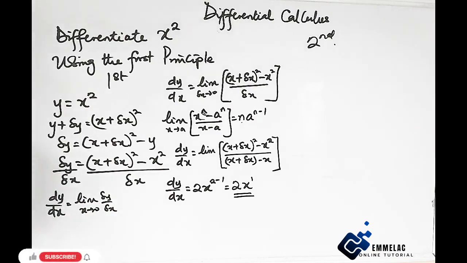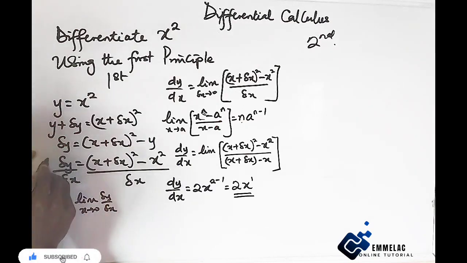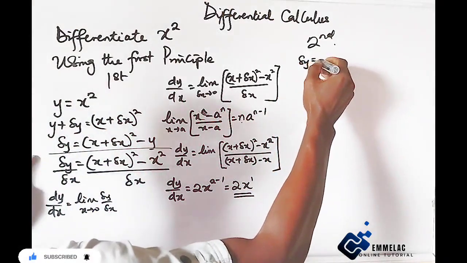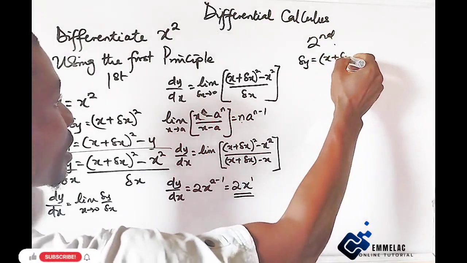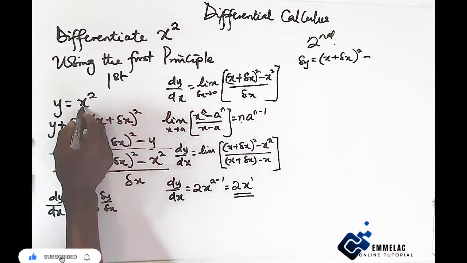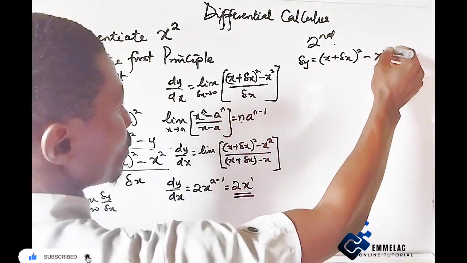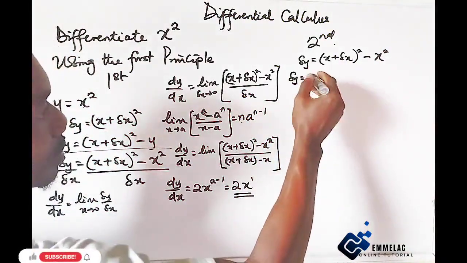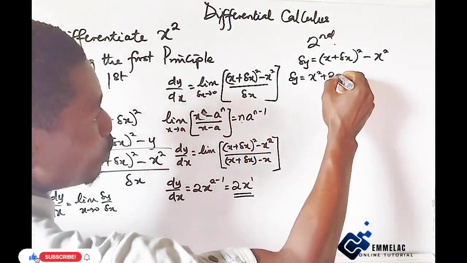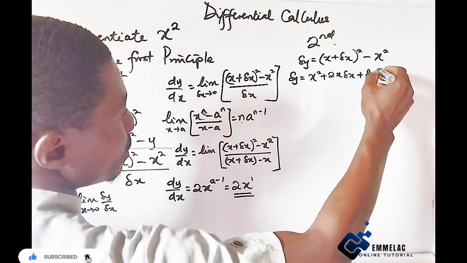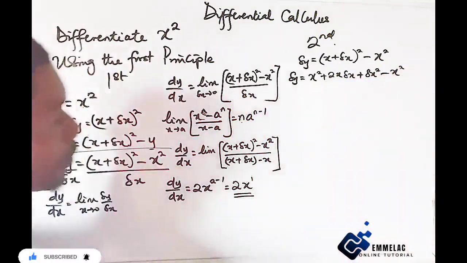All right, now using the second method, let me just lift up from this end here. So here we start with change in y equals x plus change in x all to the power of 2 minus, take note, our y is x to the power of 2. Now let us expand this. So by expanding, we have change in y equals x squared plus 2x dx plus dx squared minus x raised to the power of 2.